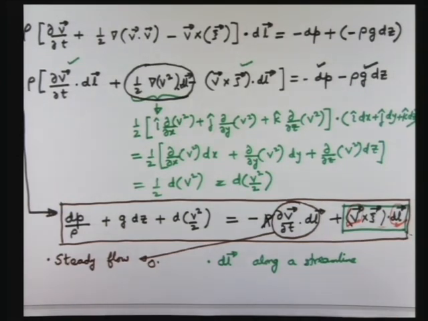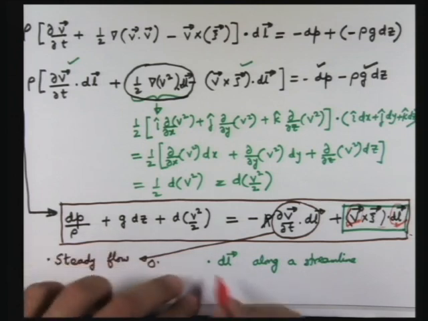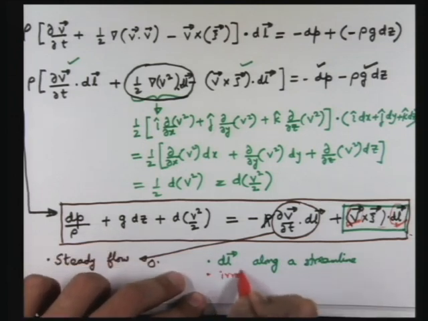So that means that if you are considering the line element to be along a streamline, then this term is 0. What are the other conditions when this term is 0? One is irrotational flow. So one is dl along a streamline, the other is irrotational flow, when the vorticity vector is a null vector.